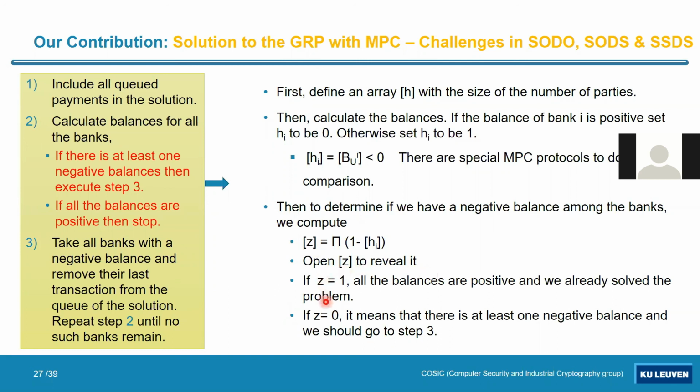And here, now we have a clear value, we have z. If z is 1, it means that all the h_i were 0, and it means that all the balances were positive, and we already found the solution. But if z is 0, which means that somewhere we had h_i equal to 1, it means that we have a negative balance among the balances.